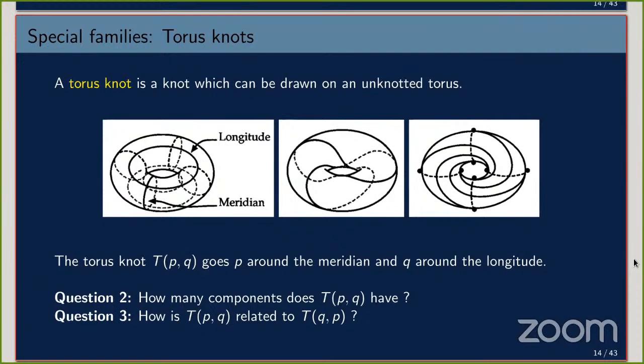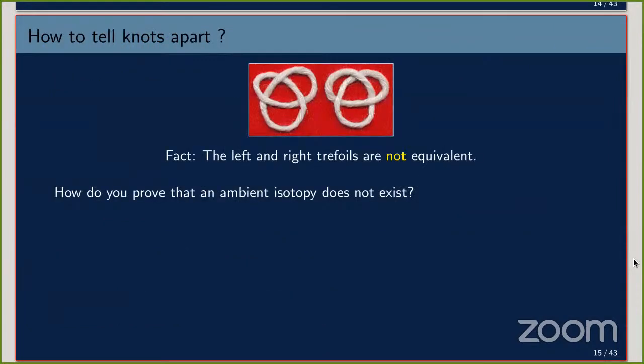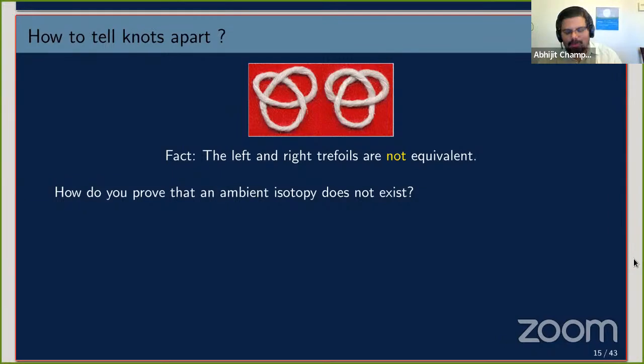Yeah, okay, please go ahead. So it comes to this question which Manta asked. Is every knot a torus knot, or is every knot an alternating knot? Well, that boils down to telling knots apart. So how do we tell knots apart?